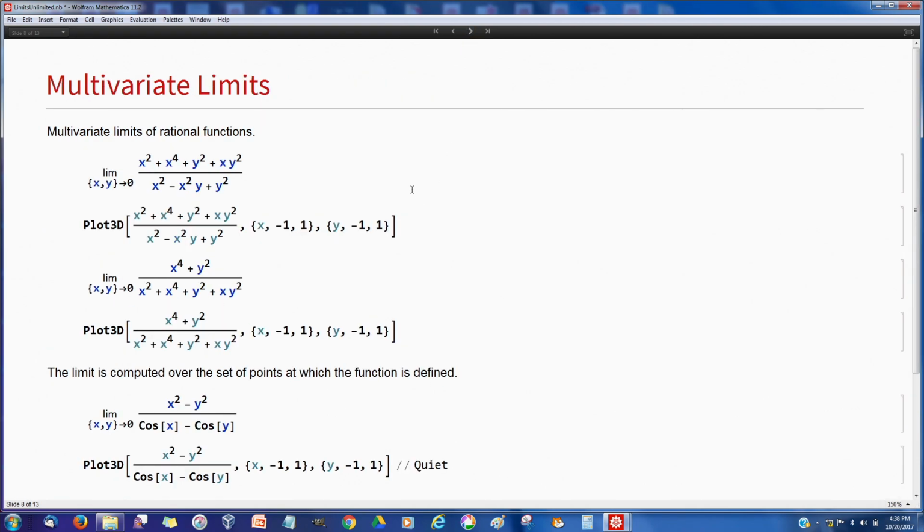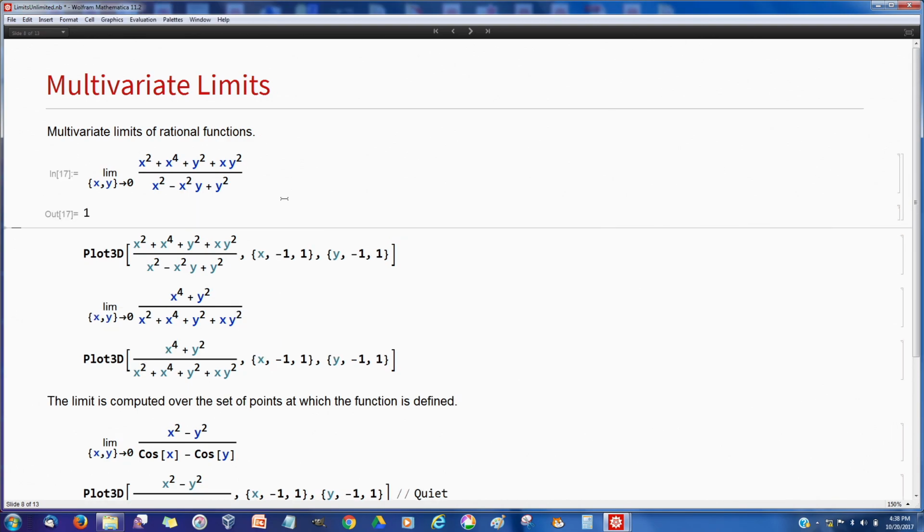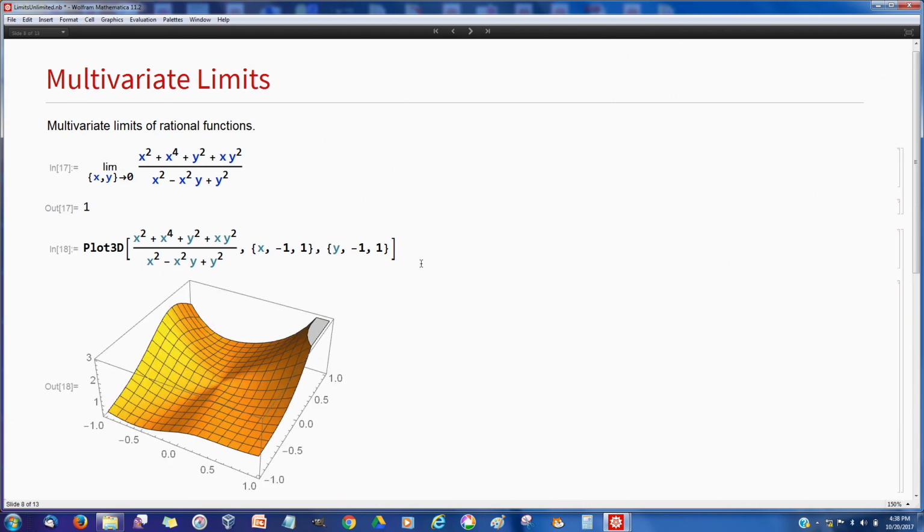So now multivariate limits. In the new version of Mathematica, we have multivariate limits. So it's the limit as x and y go to 0. It's a limit in 2 dimensions, and here we can compute for rational functions. We can always compute it. You can see the plot. The function actually is continuous here. It has a limit.